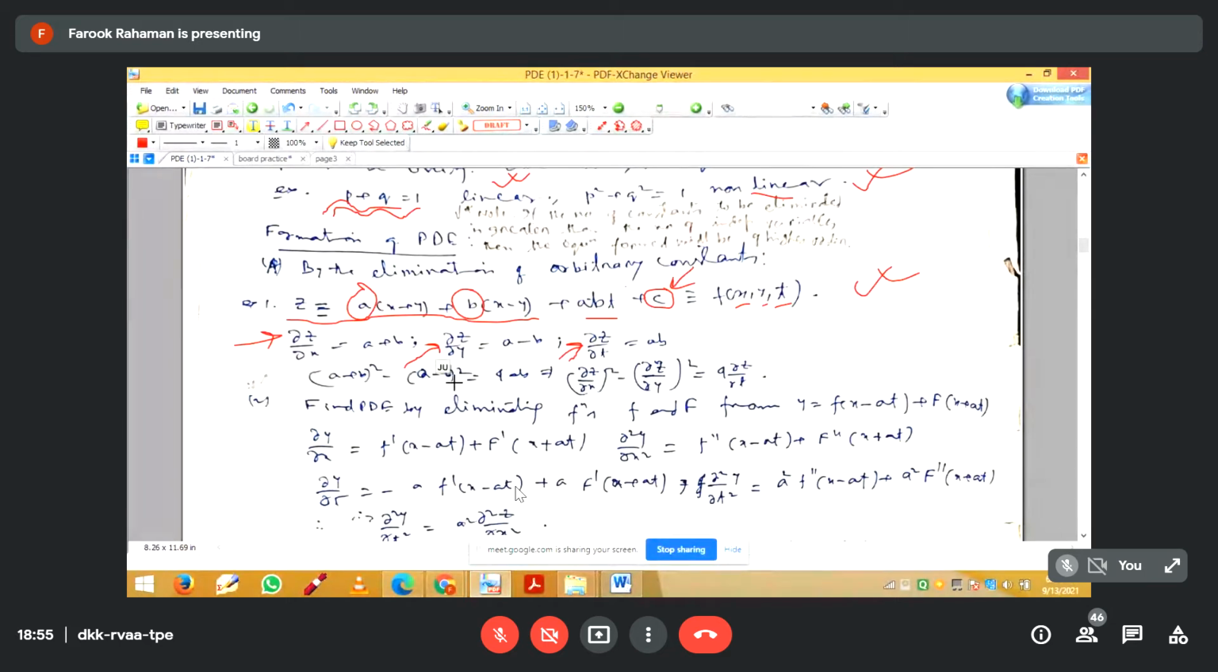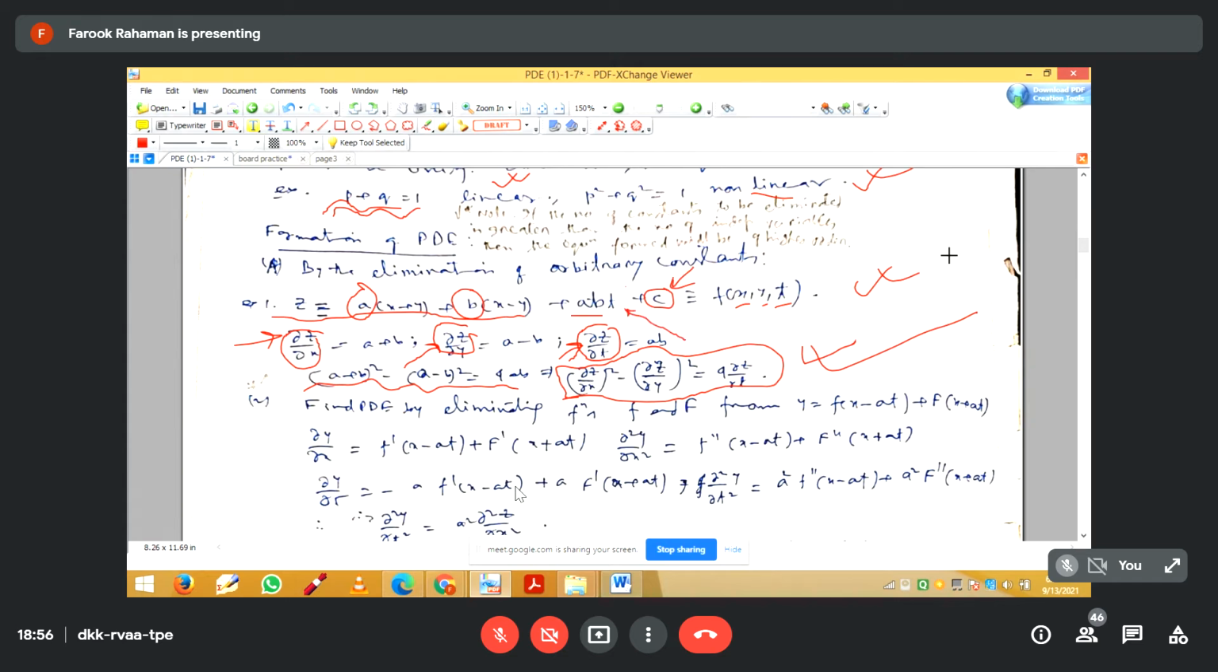How to find the algebra? Because we can easily find this one. 4ab equals (a plus b) whole square minus (a minus b) whole square. And we have already found a plus b equal to del z by del x, a minus b equal to del z by del y, ab equal to del z by del t. Just putting the values of a plus b, a minus b, and ab, one will get an equation involving the differentiations. So this is the form of the differential equation from the given function.